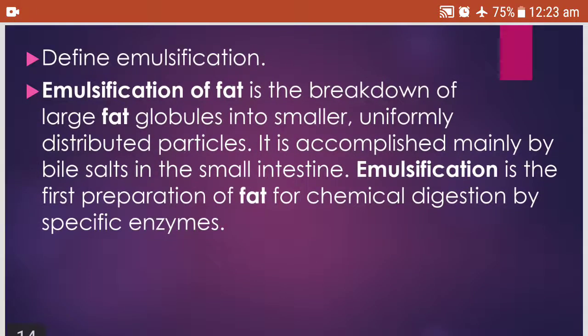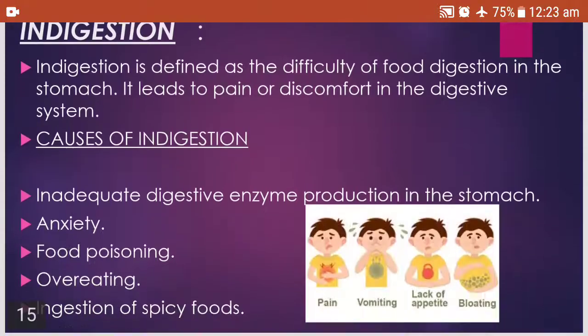Define emulsification. Emulsification of fat is the breakdown of large fat globules into smaller, uniformly distributed particles. It is accomplished mainly by bile salts in the small intestine. Emulsification is the first preparation of fat for chemical digestion by specific enzymes. So in simple words, you can say that the large fat molecules are broken into smaller molecules. This process is called emulsification.